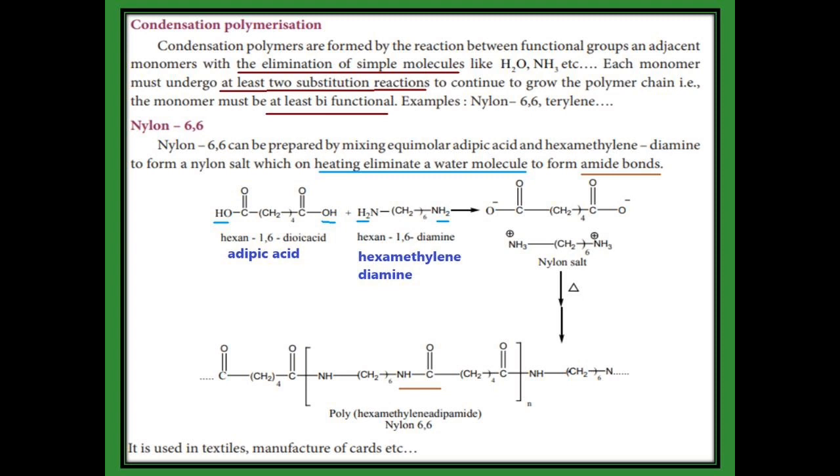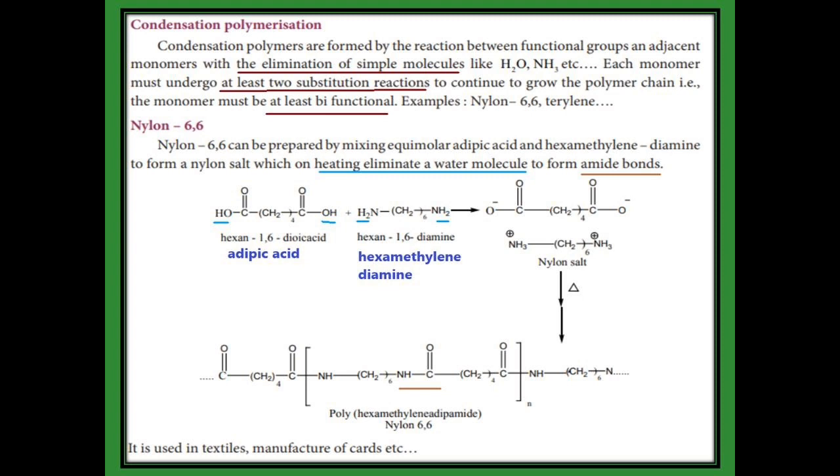Condensation polymerization is also like addition polymerization, but what is the difference between these two? Without elimination, that is called addition polymerization. Here some simple molecules like water or ammonia are eliminated, and afterward the units are added, which is called condensation polymerization. There are some conditions: each monomer should have at least 2 substitution reactions during that polymerization reaction. That is one condition. Then another condition, each monomer must have at least 2 functional groups, that is called bifunctional.